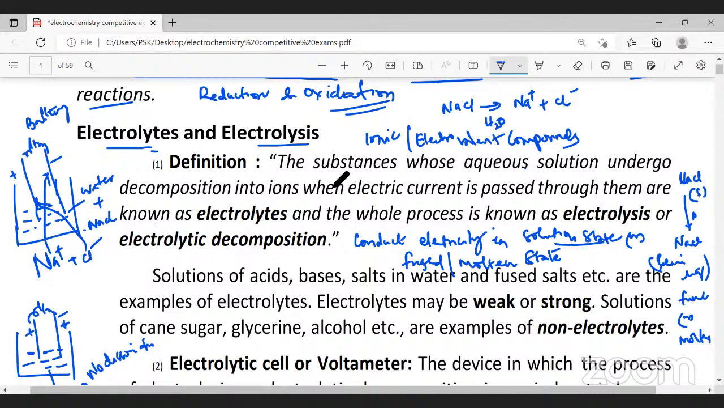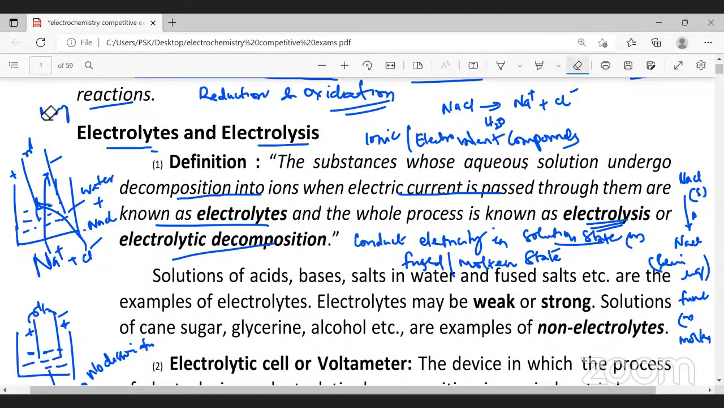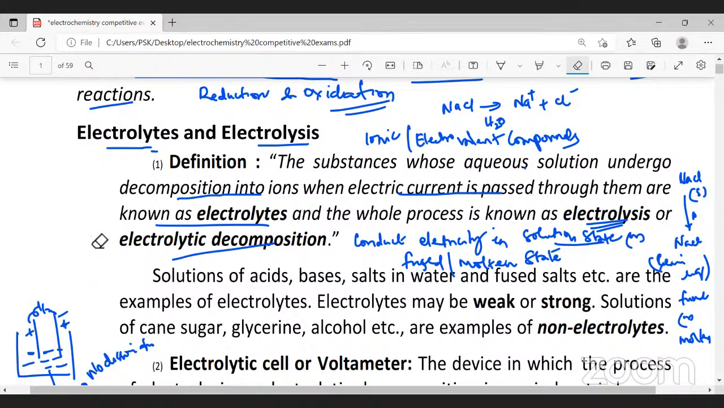All right. But here the definition says the substance whose aqueous solution undergoes decomposition into ions when electricity is passed through them is known as an electrolyte. And this process, decomposition of an electrolyte by passing electricity, is called as electrolysis, or it is also called as what? Electrolytic decomposition. Did you understand what is electrolyte now? What is electrolyte? Chemical substances which conduct electricity in solution state, fused state, or in molten state are called an electrolyte. Or what is the definition as per the material? It says the substance whose aqueous solution undergoes decomposition.